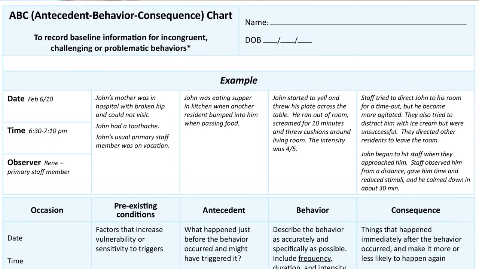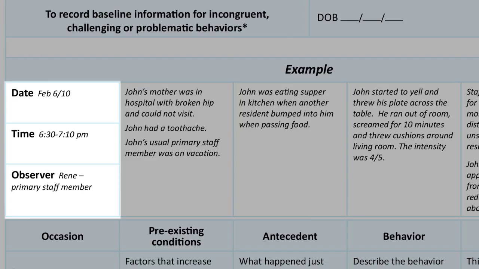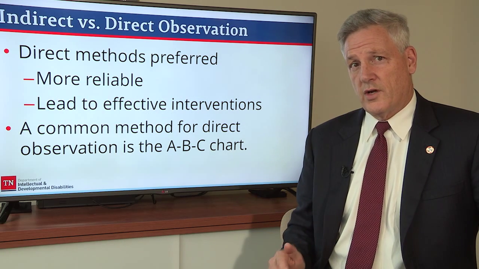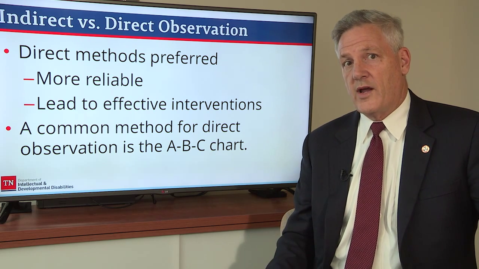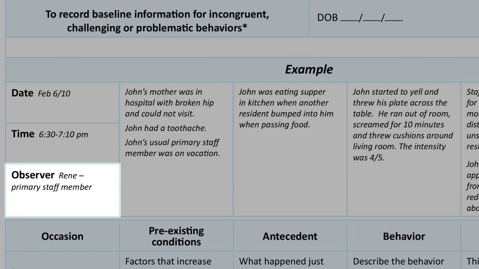Now let's go to an example that's shown on the form. If we look in the first column, it has the date, time, and observer. So the date was February the 6th of 2010. The time of the incident was 6:30 to 7:10 p.m. It's really important to include the beginning and end time of the episode because that will give you a very accurate reading of the duration of the episode. And then it also includes the observer, Renee, who was a primary staff member that worked with John.